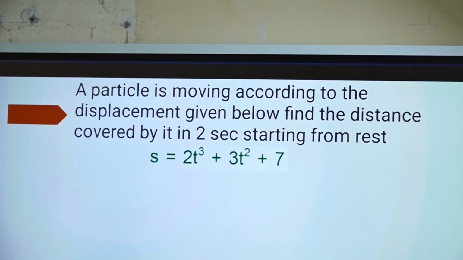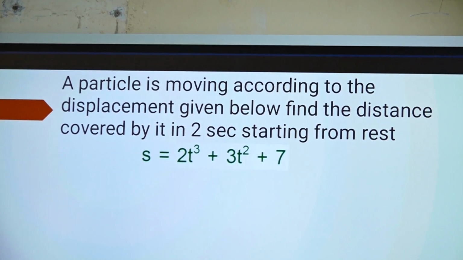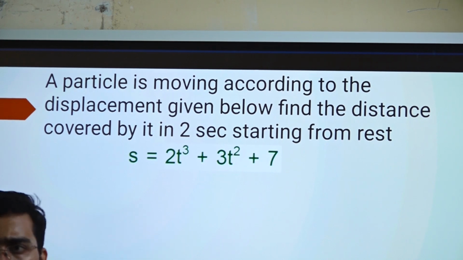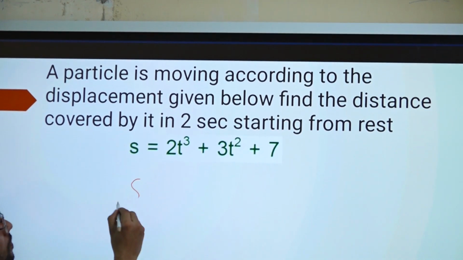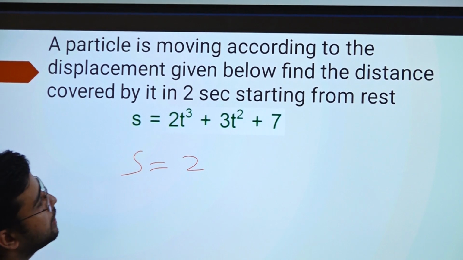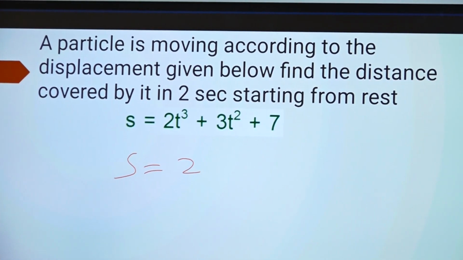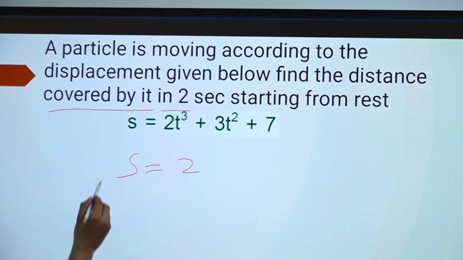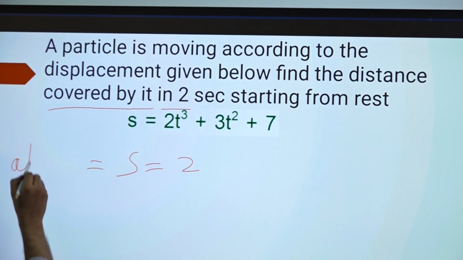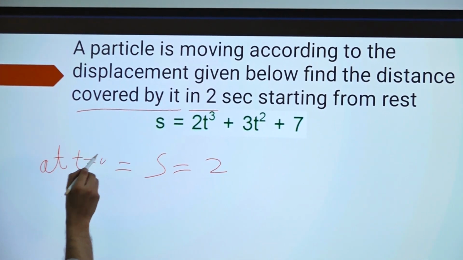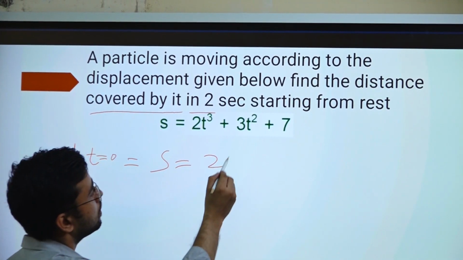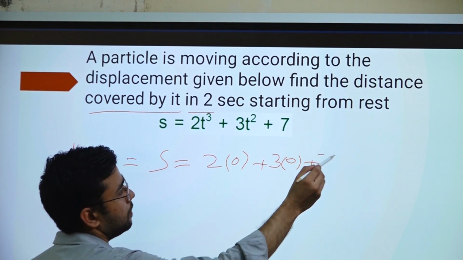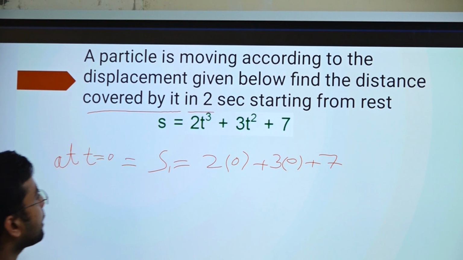A particle is moving according to the displacement given below. Find the distance covered by it in 2 seconds starting from rest. The formula is directly given: 2t cube plus 3t square plus 7, right? So what they are asking is the distance covered in 2 seconds. First we have to find out at t is equal to 0. You just put t is equal to 0, plus 7, so that will become S1, or you can say S0.